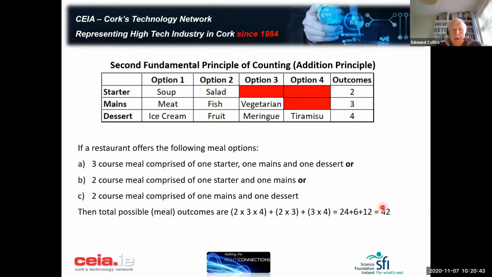So again, that's going to come up. Some problems will just involve the multiplication principle, some will involve the addition principle, or some will involve both. So you definitely need to be happy with using these and to know when to apply them. But often the key in the questions is if you see or, and so on. I could have put in the text here, 3-course meal comprised of 1 starter and 1 mains and 1 dessert. Then that would lead you into, first of all, use the multiplication principle here, and then move on to use the addition principle.